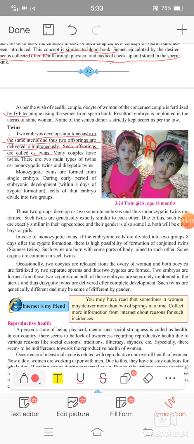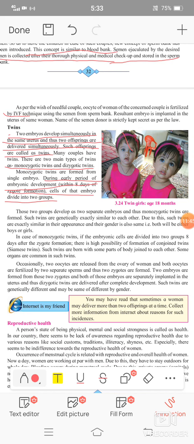एकाच वेळेला दोन मुलांना जन्म देणं याला ट्विन्स असं म्हटलं जातं. Twins have two types, monozygotic twins and dizygotic twins. What is meant by monozygotic twins? Monozygotic twins are formed from a single embryo during the early period of embryonic development. Within 8 days of zygote formation, cells of the embryo divide into two groups, and that forms monozygotic embryos.